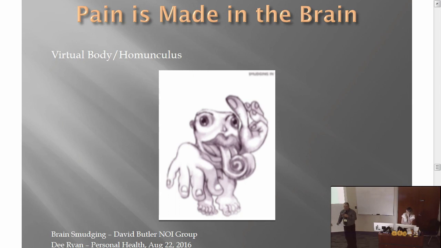It's disproportionate because the more we use an area, the larger it becomes. That's why the hands, the tongue, and the lips are so large compared to the rest of the body, because we need more space and more information to do the refined functions of writing, speaking, eating. Whereas for the rest of the body, there's still differentiation there, but not to the same degree.